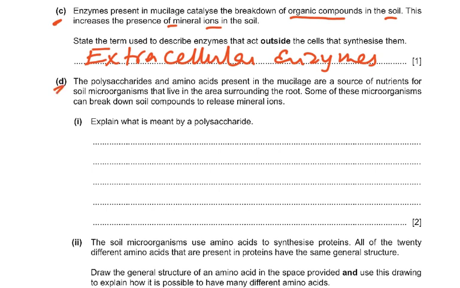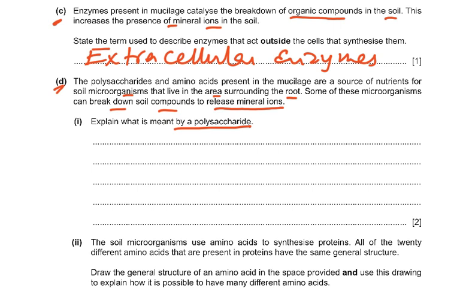Then part D, the polysaccharides and amino acids present in the mucilage are a source of nutrients for the microorganisms that live in the area surrounding the root. Some of these microorganisms can break down soil compounds to release mineral ions. What is meant by a polysaccharide?